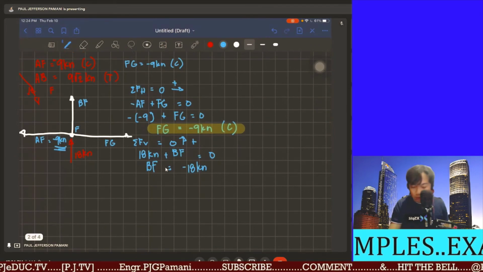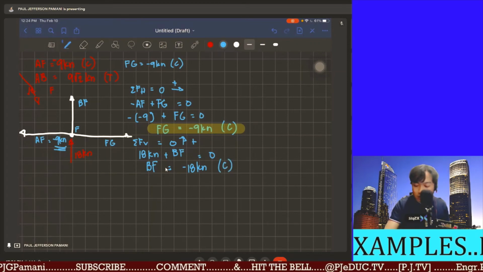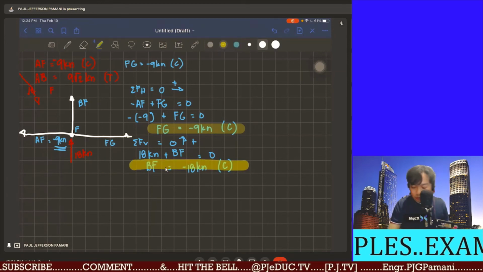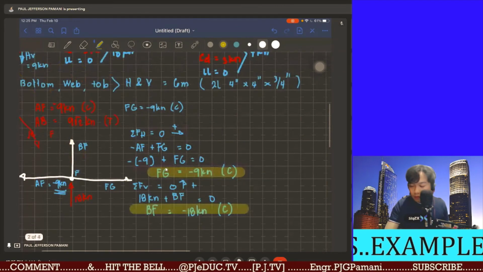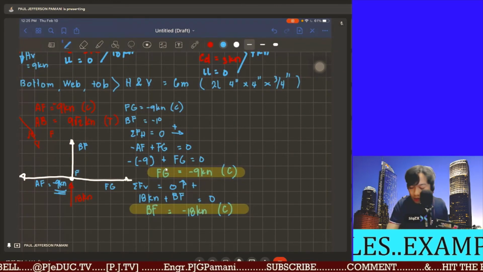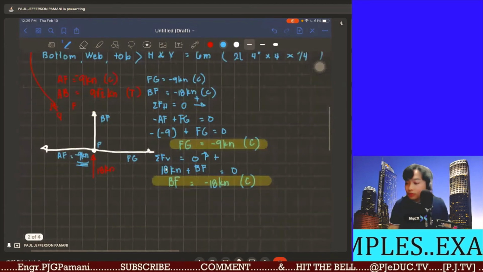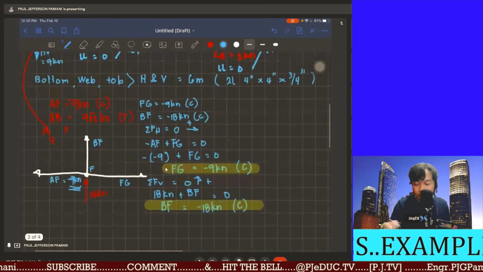sa figure. So yun lang naman yung nakalagay doon. So compression pa rin siya. So BF is equal to negative 18 kilonewton, which is still in compression. Extend tayo saglit, no, kahit 5 minutes.